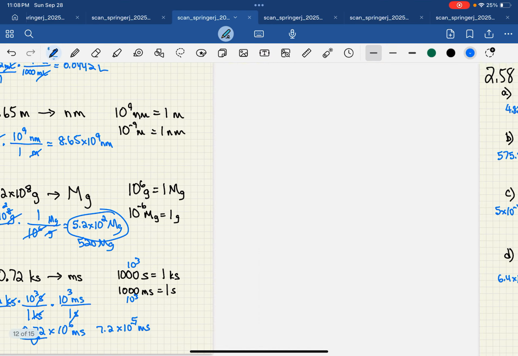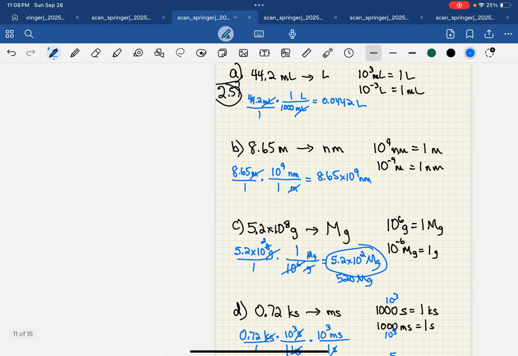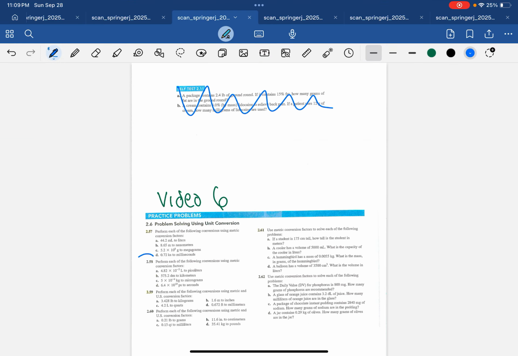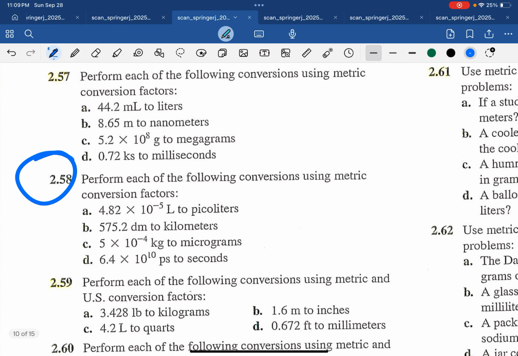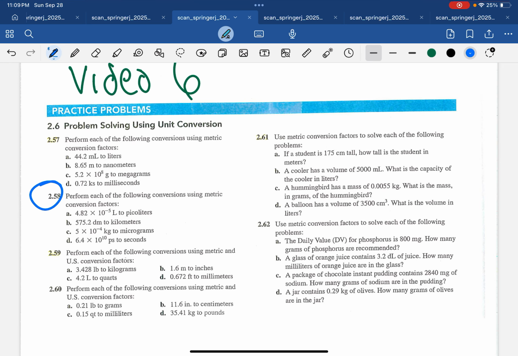The next page that we're going to do, I'm going to have you do 2.58. Pause the video, and then when you come back after you've worked out as many of those four as you can, we'll have answers for them for you. So pause the video now. Go ahead, hit pause.